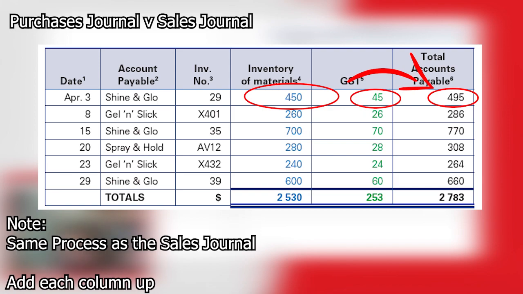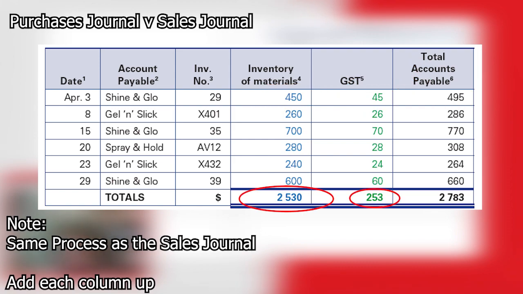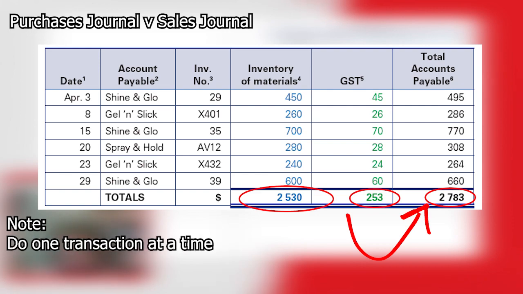And then we have a look, we see 2,530 plus 253, because the GST gives us a total of 2,783. So it's just making sure you are doing this transaction by transaction. Don't try and rush it. Work transaction by transaction, date by date.